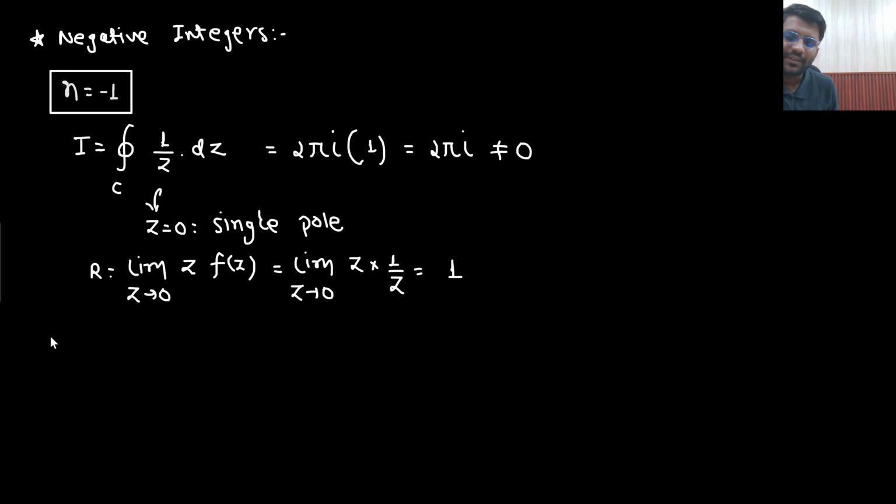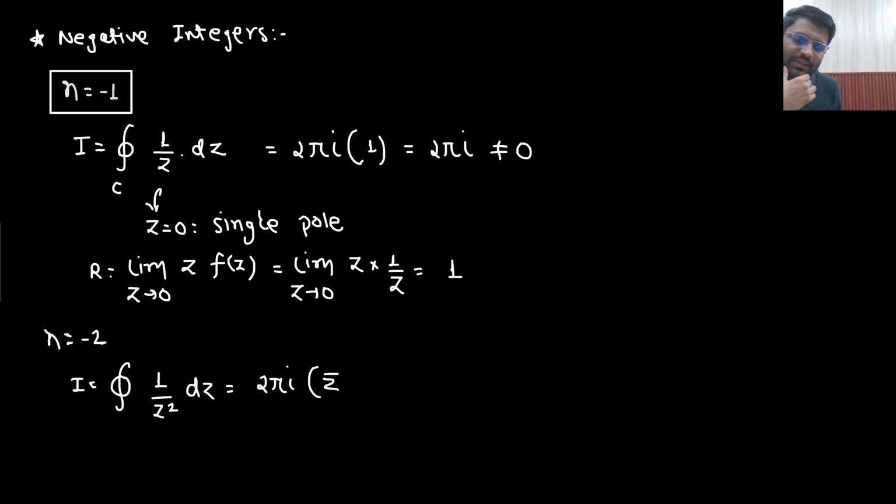Now when n is minus 2, what will we get? 1 by z square dz. What will be the answer, sir? The answer will be 2 pi i times the sum of residues.